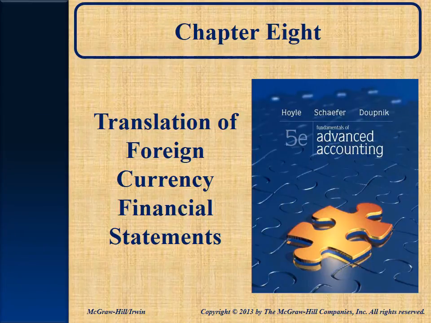Okay, in Chapter 8, we're going to be looking at the translation of foreign currency financial statements. So what happens when the subsidiary is in a foreign country? They're presenting their financial statements on the foreign accounting practices in a foreign currency. What does the United States parent need to do in order to properly report the financial statement information of the whole company on a consolidated basis?